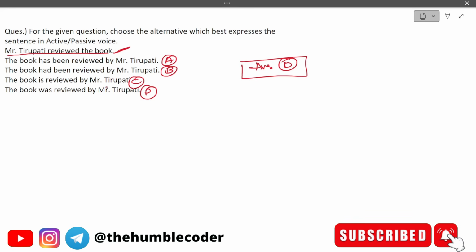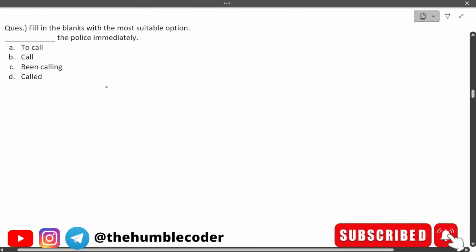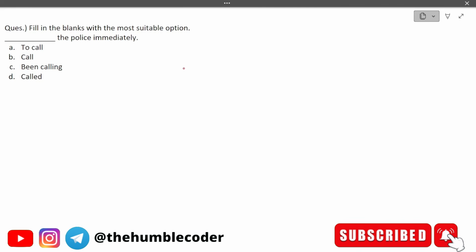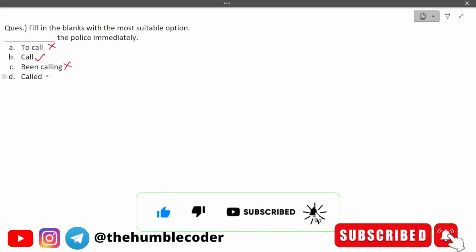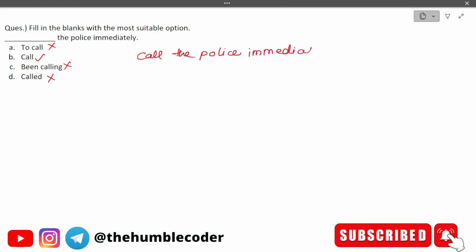Tripathi. Let's now move on to the next question. Fill in the blanks with the most suitable option. Dash the police immediately. The 4 options that we have are to call, being calling, called. To call the police immediately does not fit here. Call the police immediately fits in here. Been calling also does not make any sense, and called also does not make any sense. So the correct answer is going to be call the police immediately. Means someone is saying this sentence. So the correct answer is option number B.